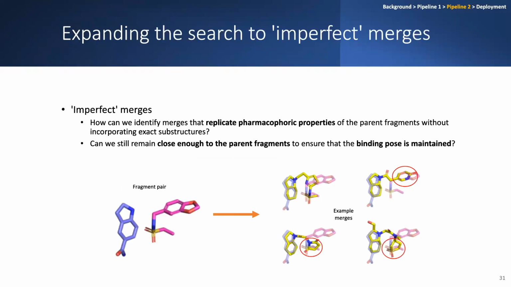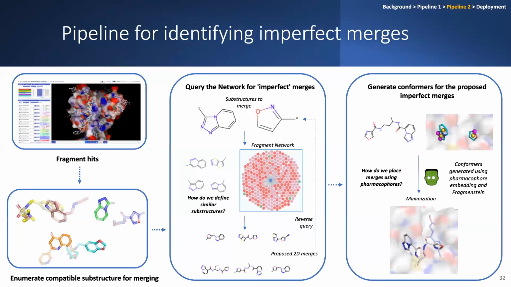So what we're searching for is what we've termed imperfect merges. The first iteration of the pipeline looks for perfect merges, where we incorporate exact substructures. We're instead looking for things that might replicate pharmacophores while still maintaining the binding pose and interactions that are being made by the parent fragments, but might not contain exact chemical structures. This shows the early version of the pipeline that we're using to try and test this.